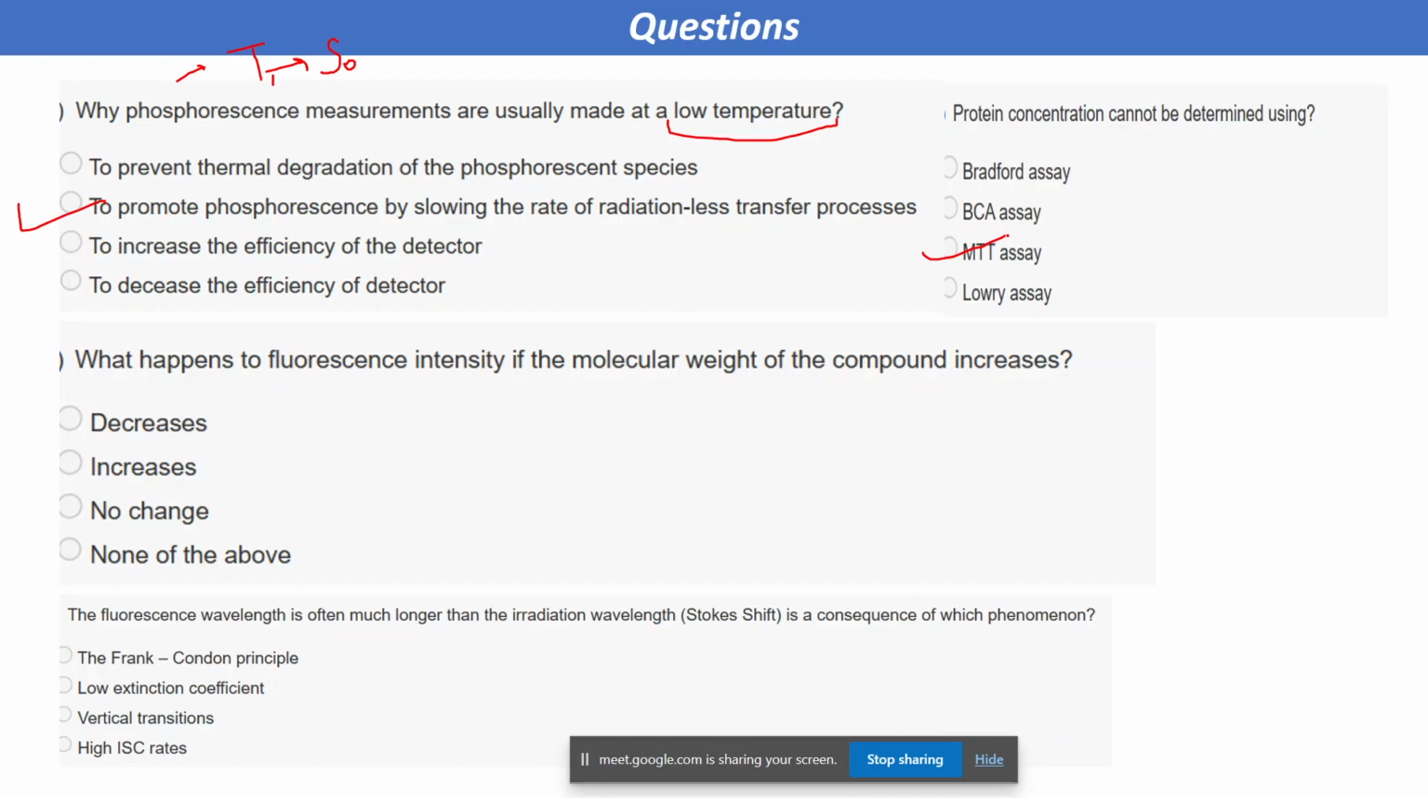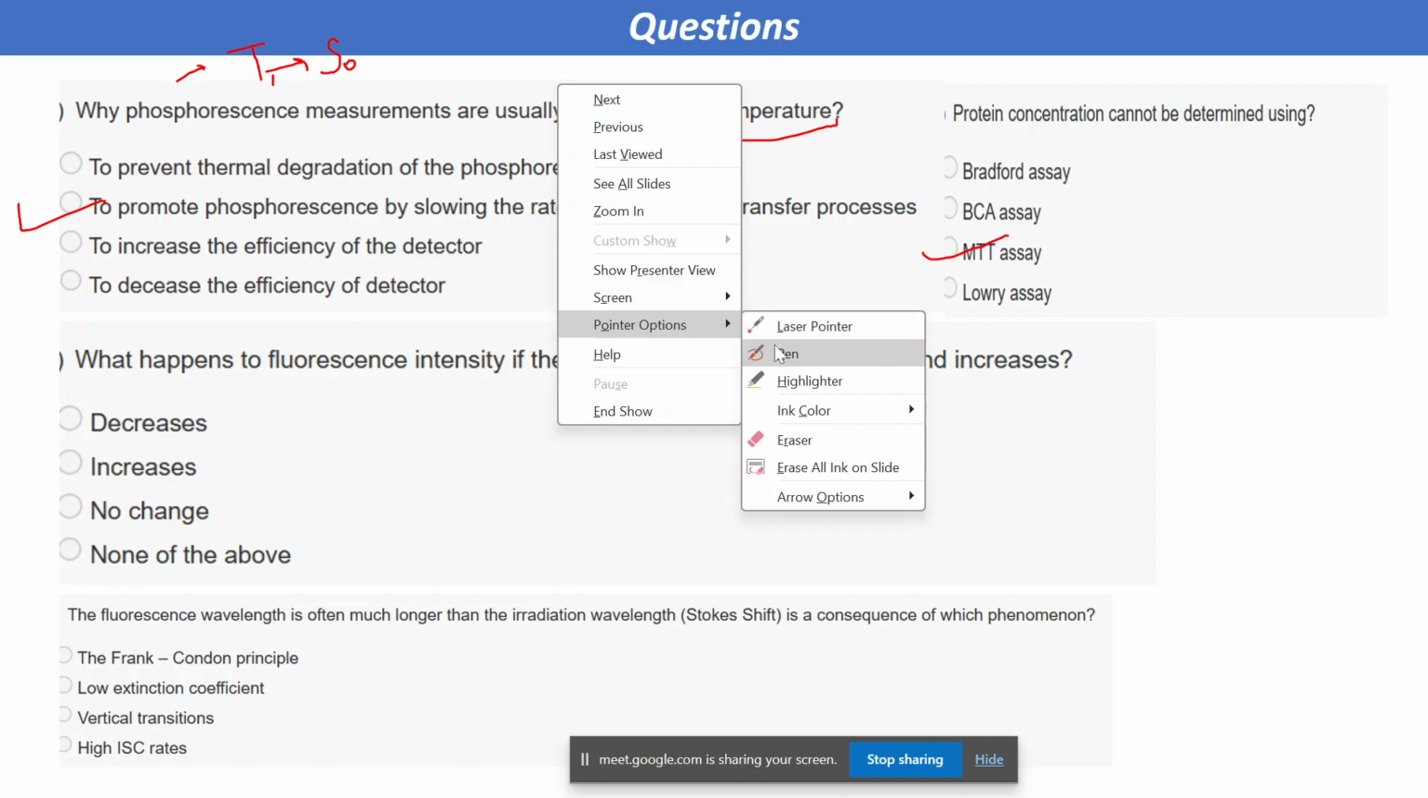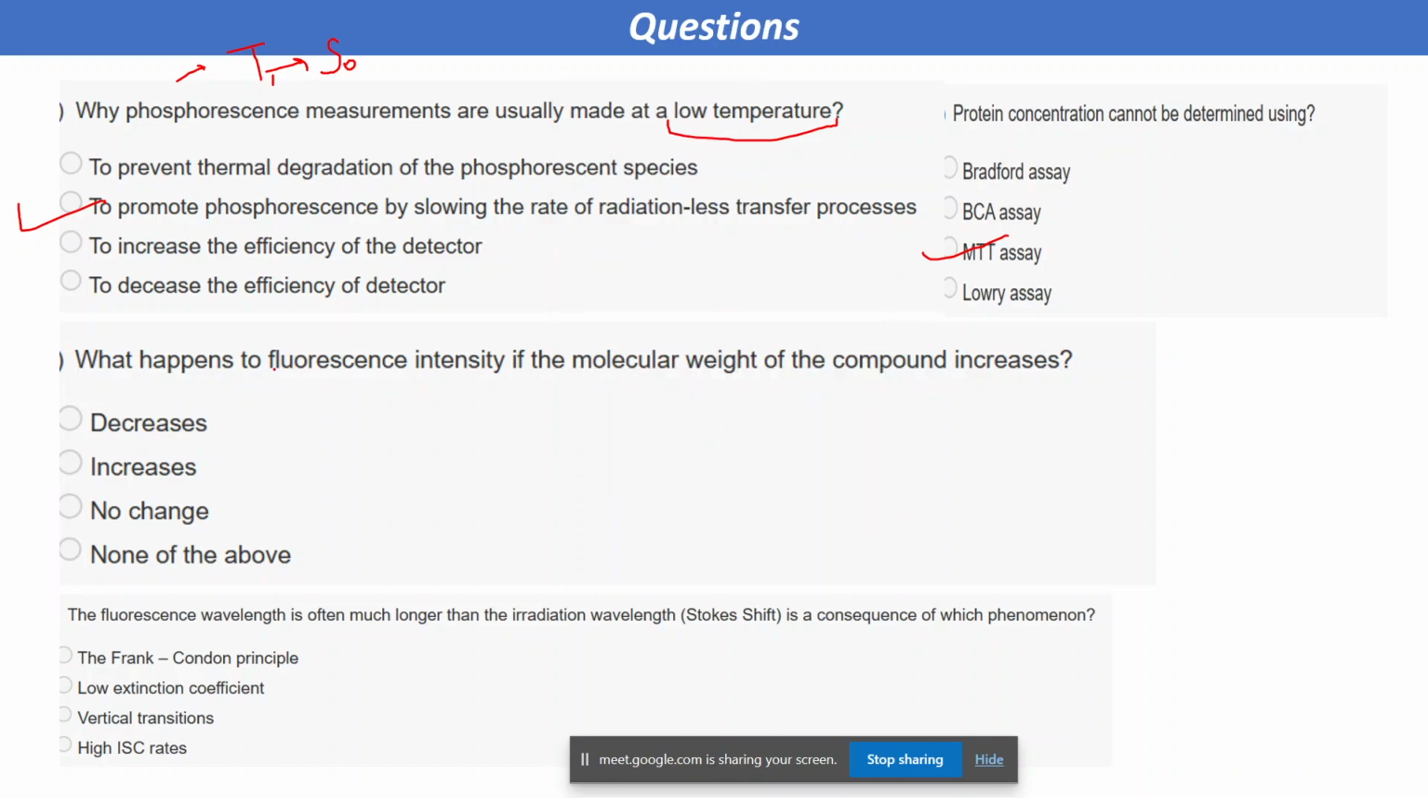Now next question, what happens to the fluorescence intensity if the molecular weight increases? Decreases. Why? Because if molecular weight is increased, then your frequency polarization also increases. And what is polarization? It is the rotational motion of your molecule. So, therefore, fluorescence intensity will decrease if molecular weight increases.